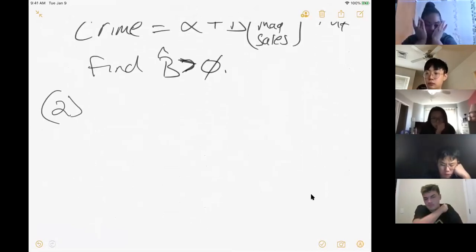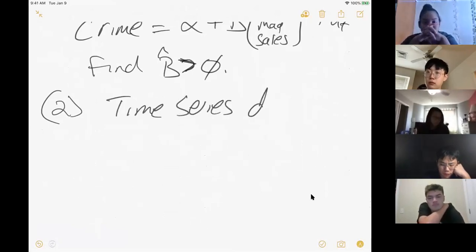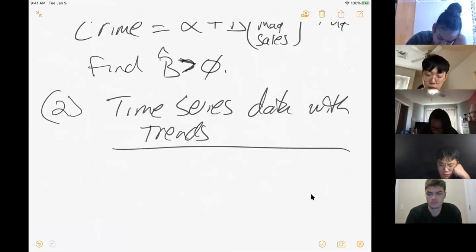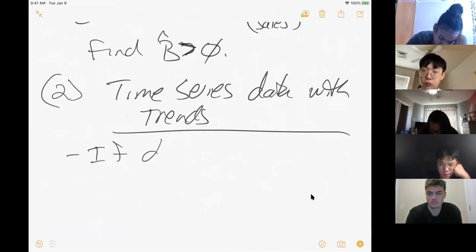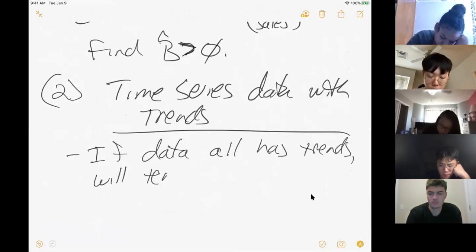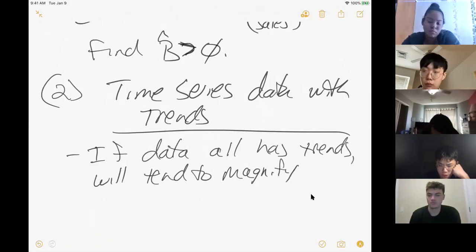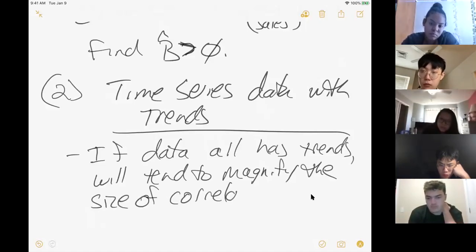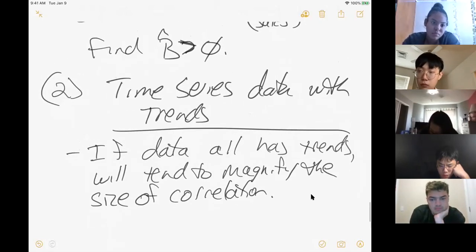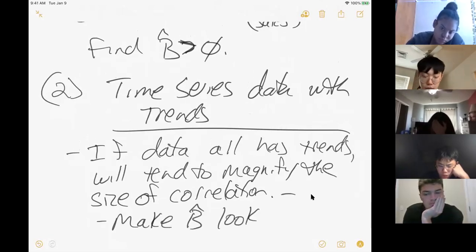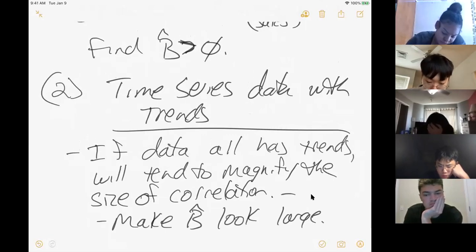Here's a second problem. Time series data with trends. If your data all has trends, it's going to tend to magnify the size of the correlation. In other words, it's going to make beta hats look large, right?